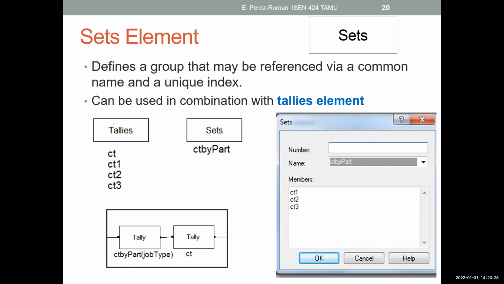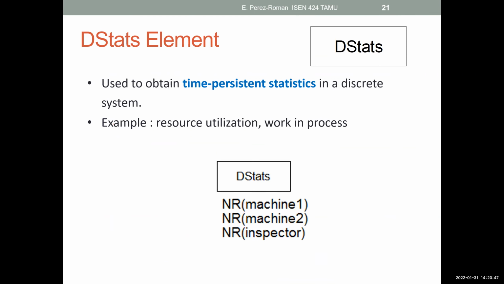One more thing that we're going to use to collect statistics today are the sets. So we are going to define a group that might be referenced via a common name and a unique index. This can be used in combination with tallies elements. So you'll see how this works today. These are used to obtain time persistent statistics in a discrete system. So for example, resource utilization, working process, and so on.